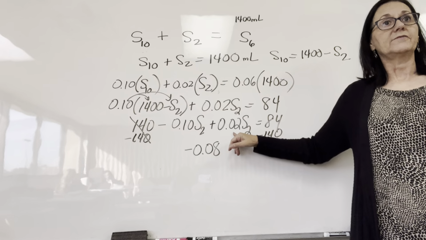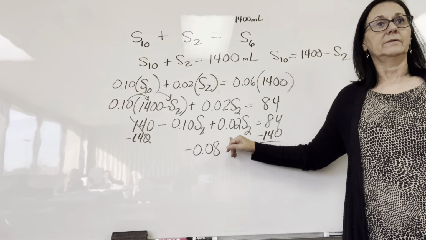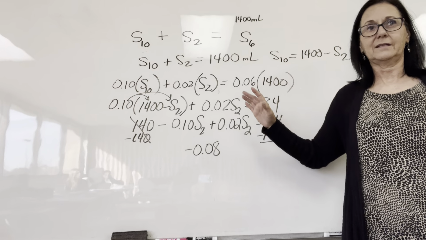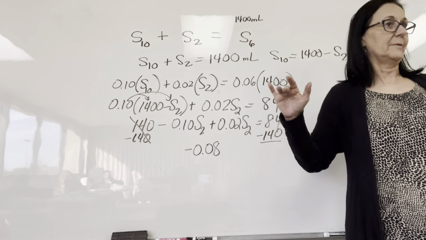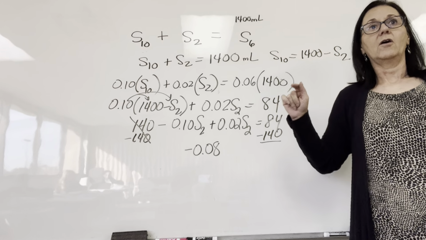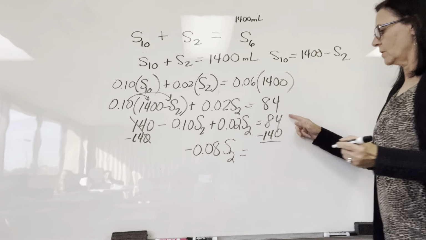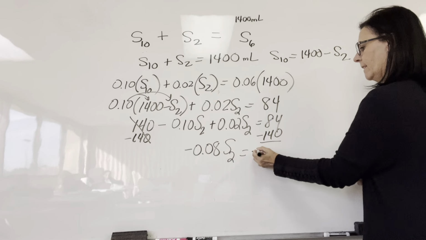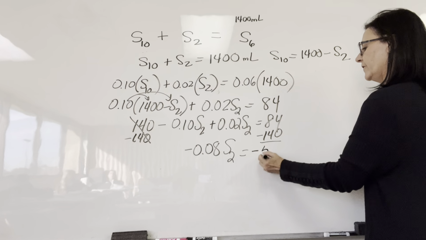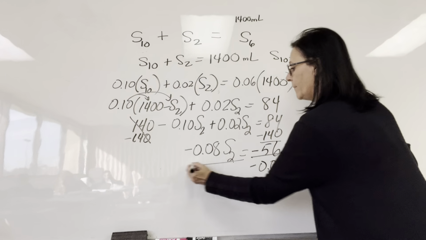Here's why. If students just write 0.1 and 0.02, they end up with something like 0.1 because they're not considering the position of the digit. All right, make sure you have both of those digits. Okay, S sub 2 equals, what's 84 minus 140? Negative 56. Divide by negative 0.08 on both sides.